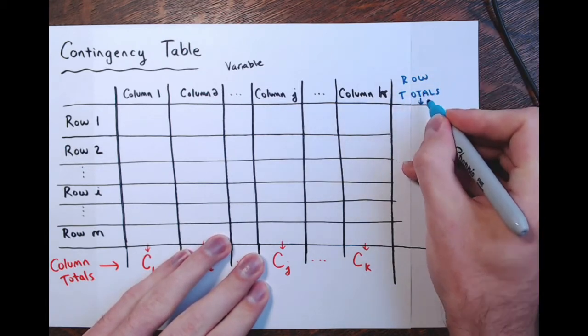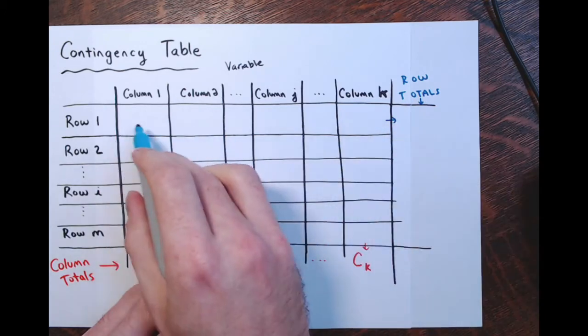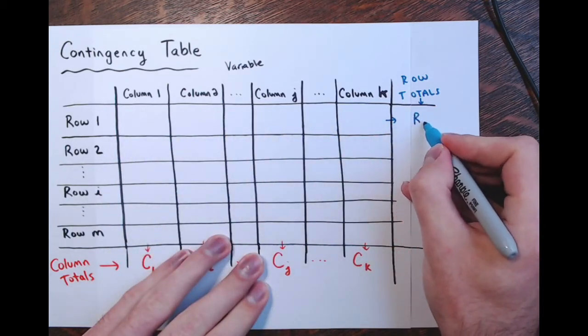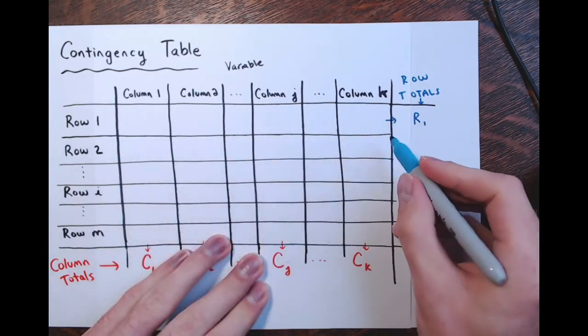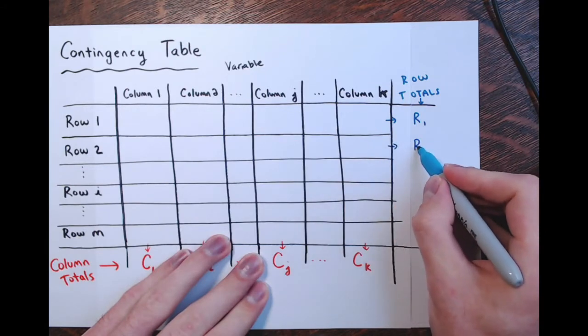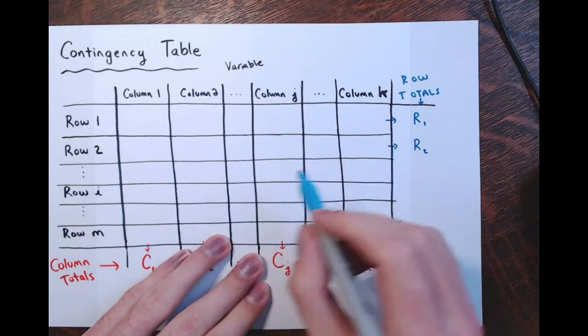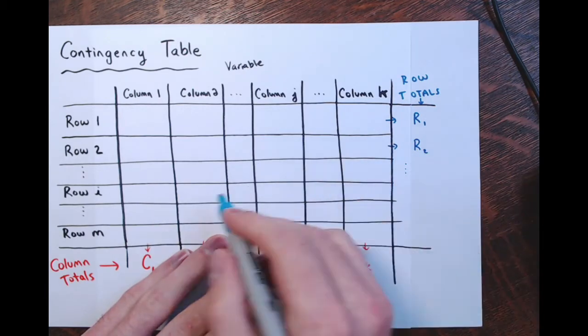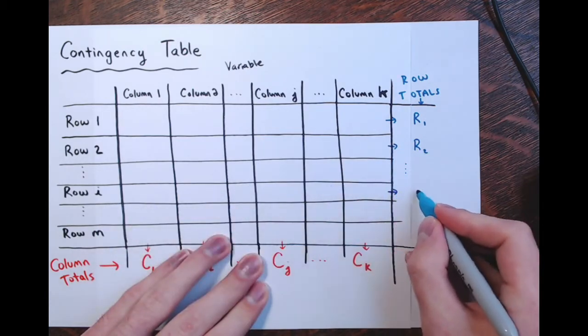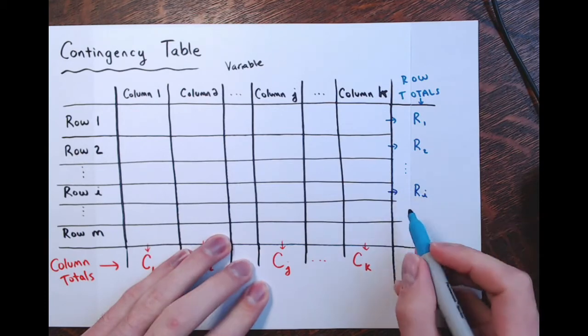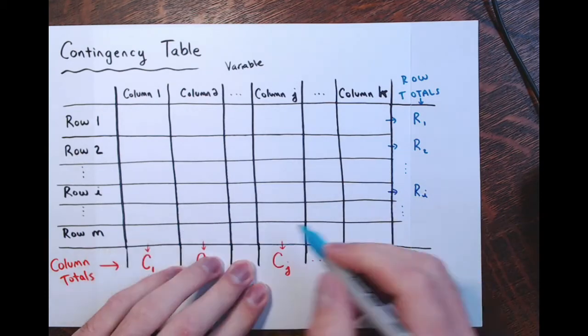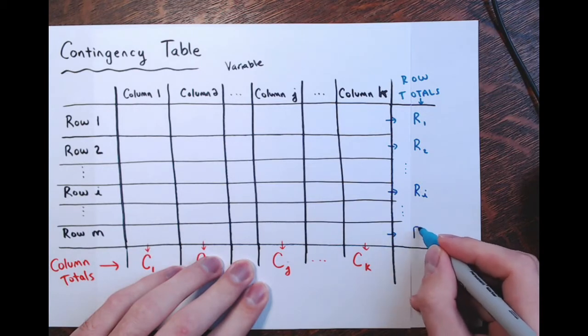And the sum of the first row I'll call R1. The sum of the second row I'll call capital R2, right? The sum of all these values in row 2, and so on. And then row I has R sub I, all the way down to row M, however many rows there are. Right?